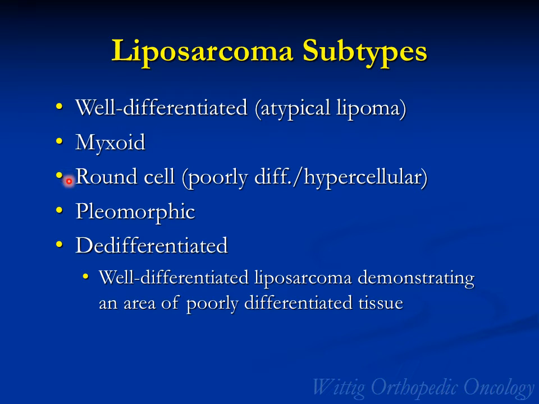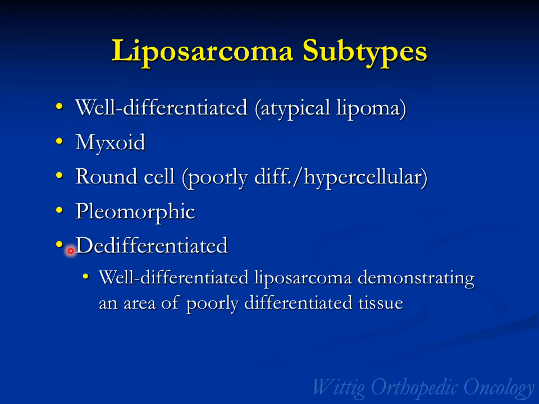There seems to be a transition between myxoid and round cell, and they have the same chromosomal translocation. Histologically, you can identify fat within all these tumors, but it can take a very experienced radiologist to detect fat on an MRI of these tumors. The round cell and pleomorphic look like heterogeneous masses, whereas the myxoid tumors look like more of a homogeneous intermediate to low signal on T1 and high signal on T2.